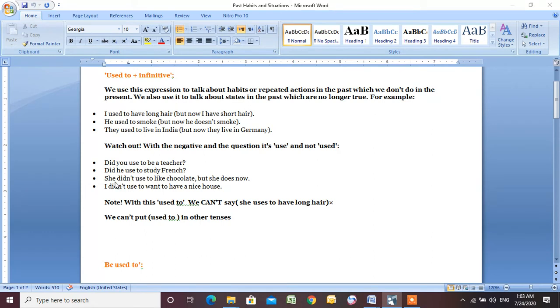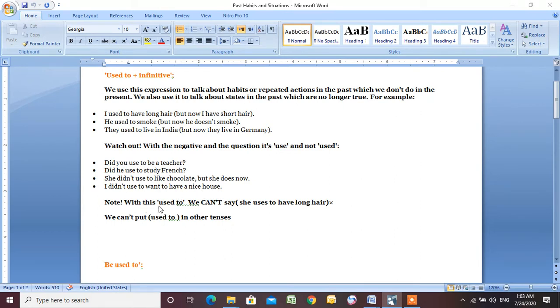What about the negative? She didn't use to like chocolate, but now she does. So again, when you want to change it to the negative form, you put did not and you put use in the infinitive form. So she didn't use to like chocolate. That was in the past. But what about now? She does now. I didn't use to want to have a nice house.